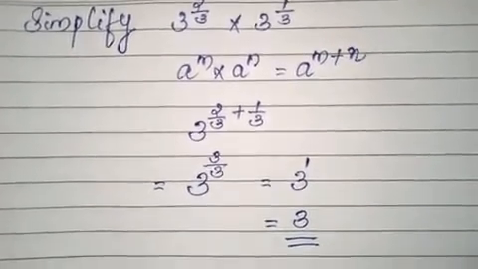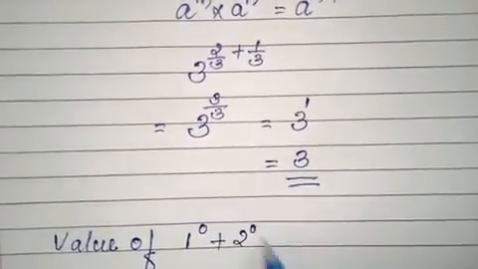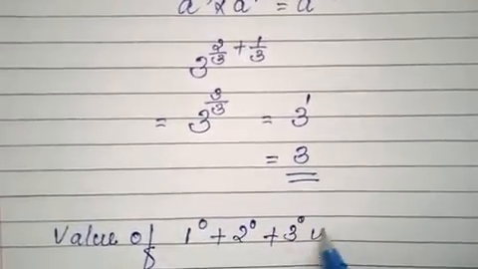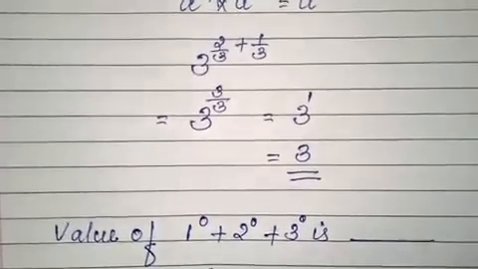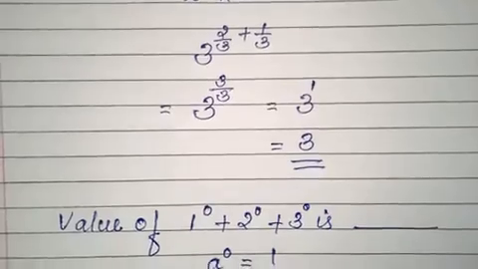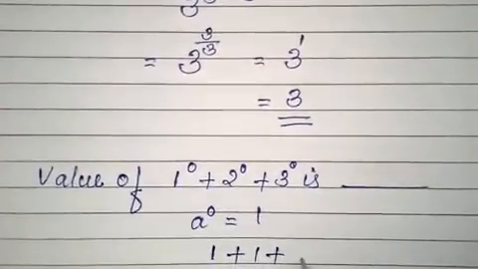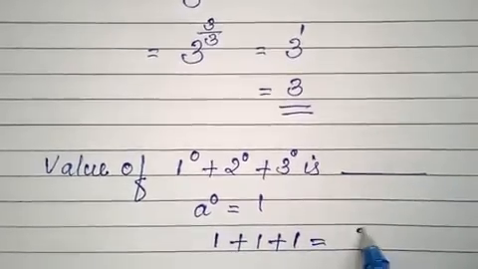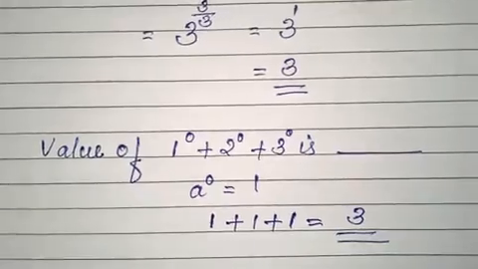Next question, sixth one. Value of 1 raised to 0 plus 2 raised to 0 plus 3 raised to 0 is dash. So we already know a raised to 0 equals 1. So 1 raised to 0 is 1, plus 2 raised to 0 is 1, and 3 raised to 0 is 1. So the final answer is 3. Understood?